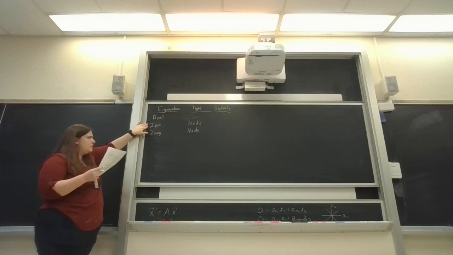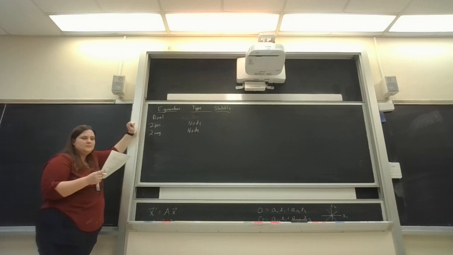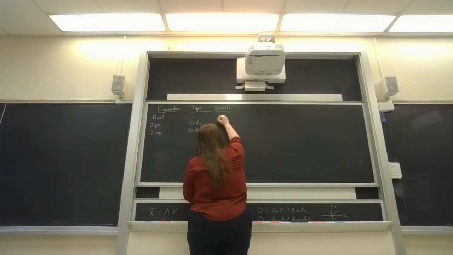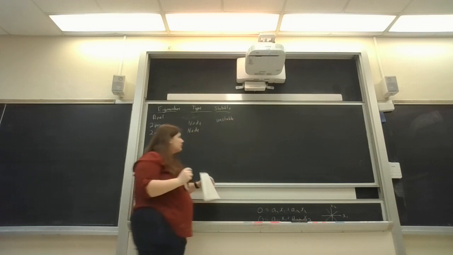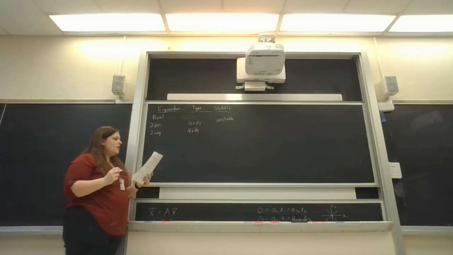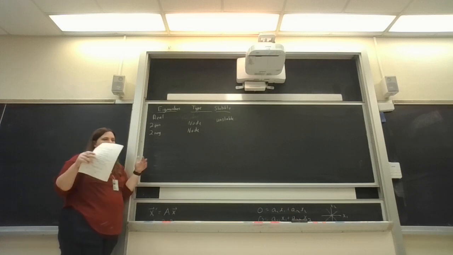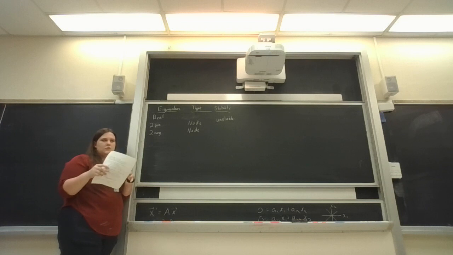Does anybody remember if the two positive reals were going away or towards 0, 0? Away. Great. So its stability here is unstable. And then the two negative reals were going towards it. So what vocab word did we use? Stable. Exactly. We're going to get even a little bit more granular now.